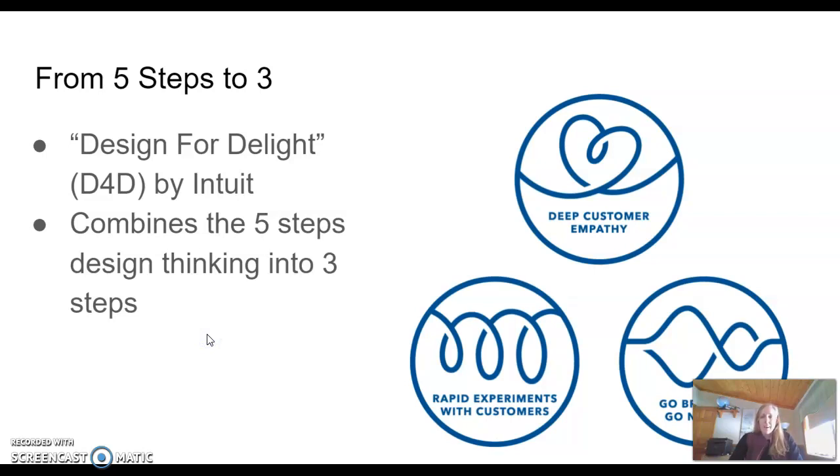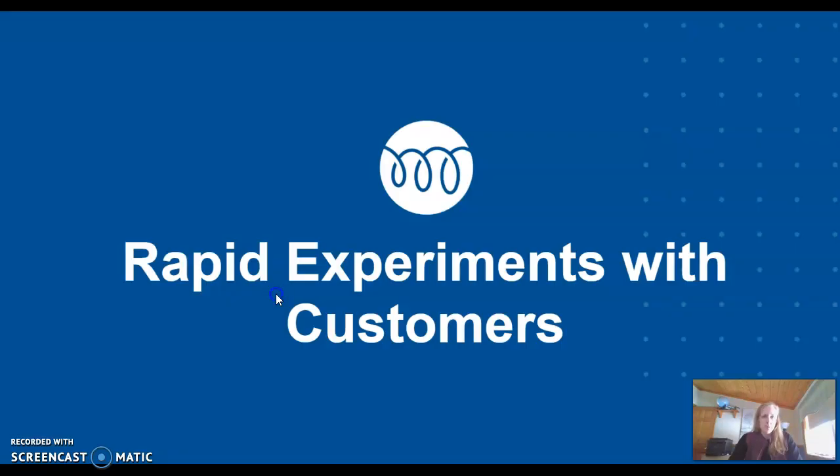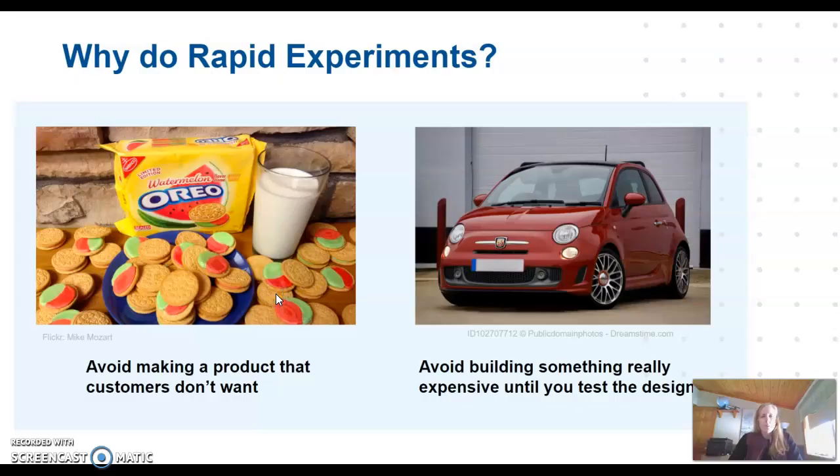In our 3-step design thinking process, we've covered deep customer empathy, go broad to go narrow, and now we're into rapid experiments with our customers. So why do we do rapid experiments and prototyping? First, we want to avoid making products or services that customers don't want. The example here is Oreos and funky flavor combinations. We want to test that flavor before we go through the process of actually producing it, marketing it, and putting it out into the market. We have to make sure people want what we're about to make.